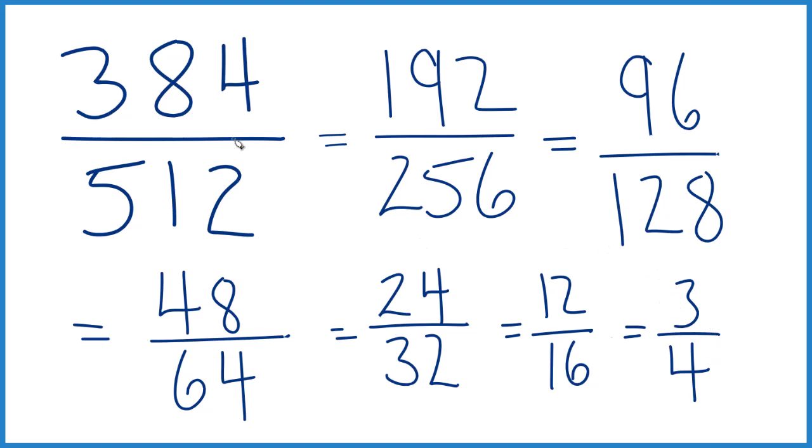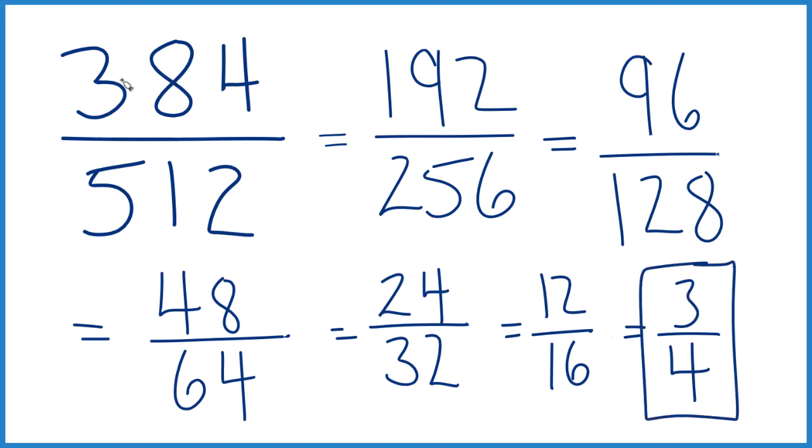So that's how we simplified a more complicated fraction here. This one kind of worked out. We kept getting even numbers. Sometimes that works, sometimes it doesn't. But that's your answer. 384 over 512, if you simplify that or reduce it to lowest terms, is 3/4.